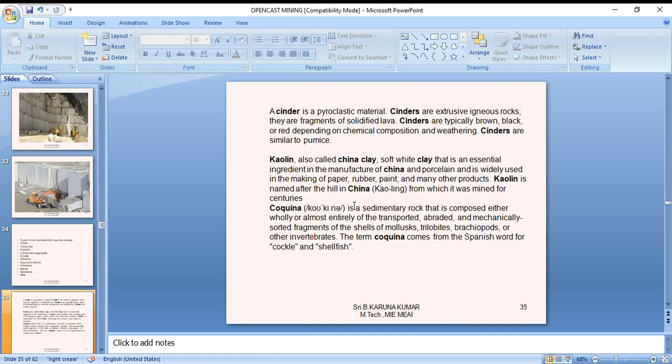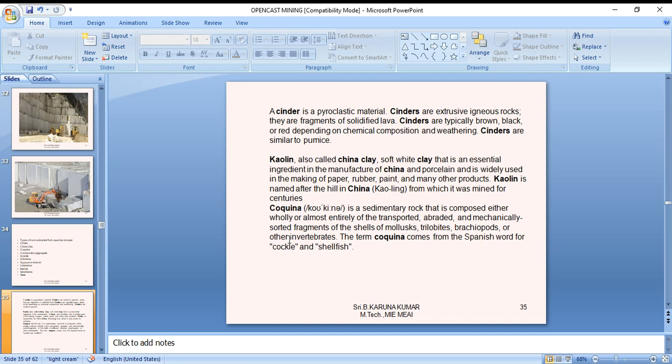Another is the china clay. This is also called kaolin, also called china clay, a soft white clay that is essential as an ingredient for the manufacturing of china and porcelain, that is the porcelain vessels, and widely used in the making of paper, rubber, paint, and many other products. Kaolin is named after a hill in China, from which it was mined for centuries. So that's why it is called china clay.